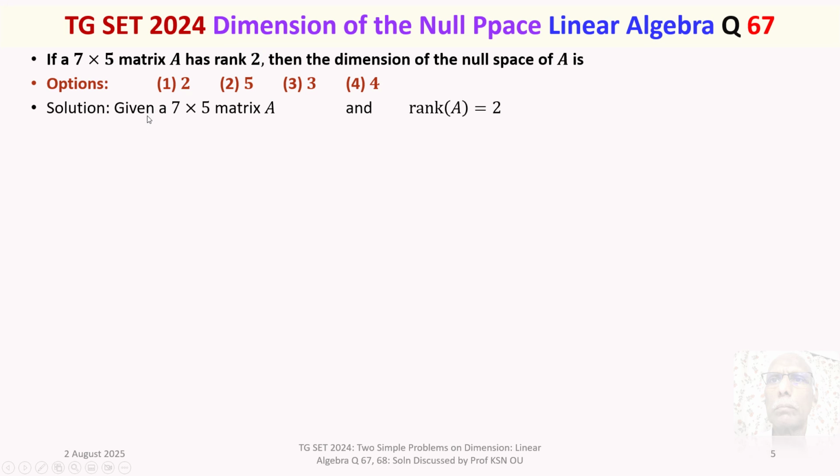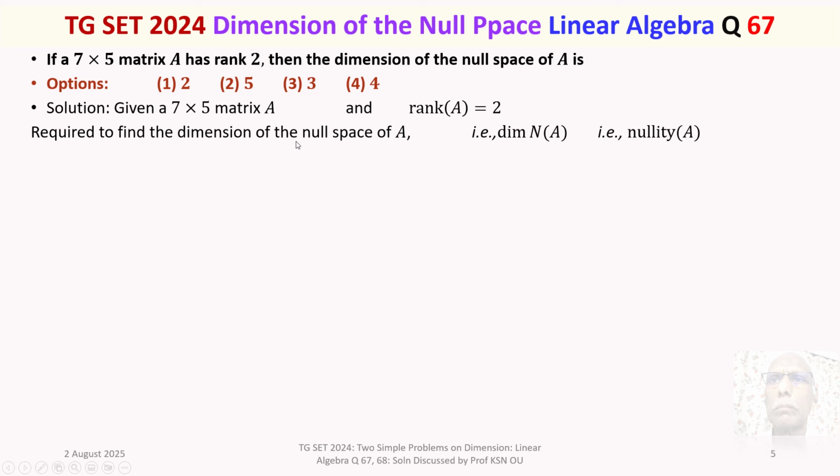We are given a 7 by 5 matrix named capital A, and the rank of A is given to be 2. Note that the number of columns of this matrix is 5. That information is required for us. Now, we are required to find the dimension of the null space of A. The null space of A is denoted by N of A. The dimension of the null space of A is the nullity of the matrix A.